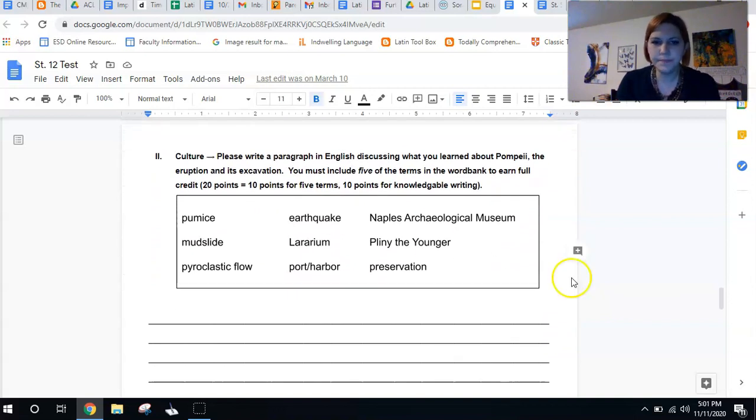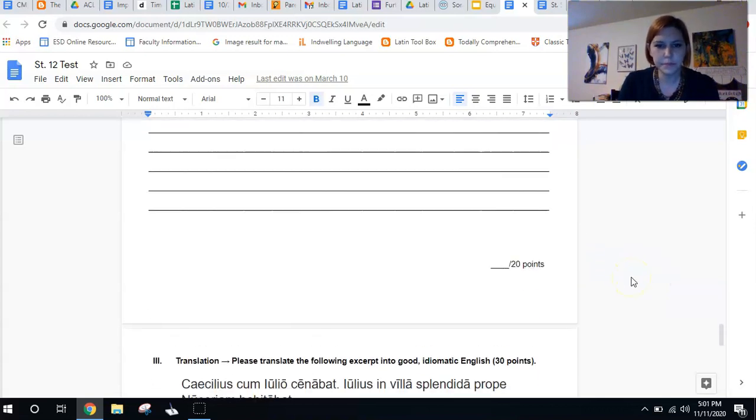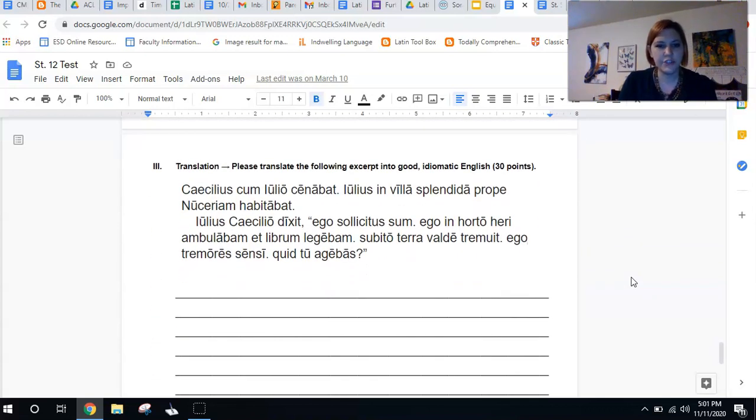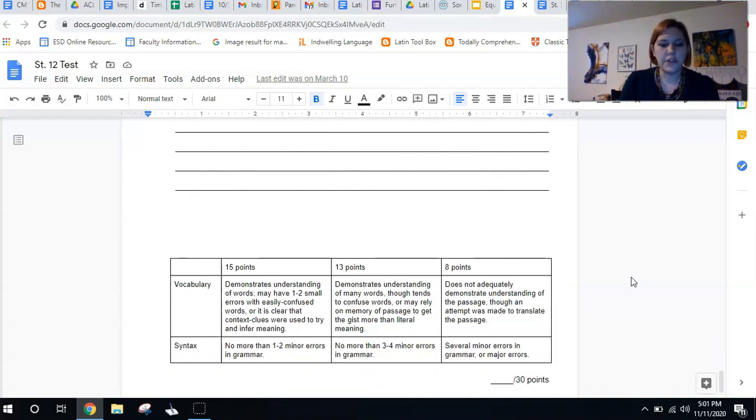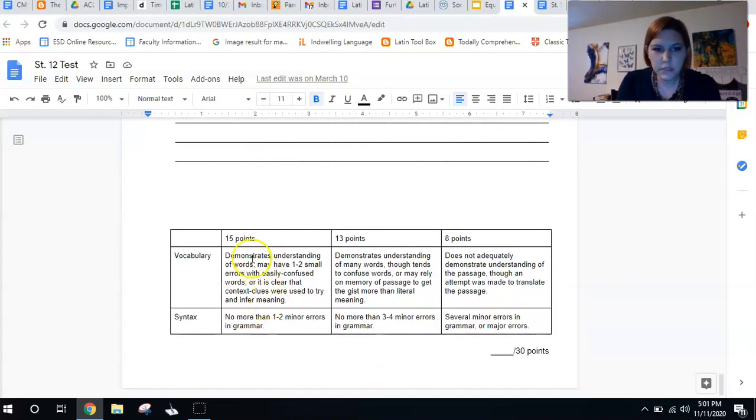For culture, same idea with choice. I give them a word bank. They write a paragraph about the excavation of Pompeii, and they get to pick which terms to incorporate into it. And then for translation, I grade their translation on a rubric. And notice, to get full credit, it's not that they don't make any mistakes at all. It's that they're very minor, and there are only a few of them.